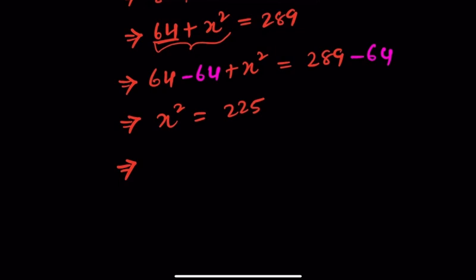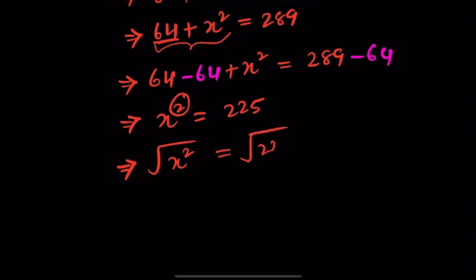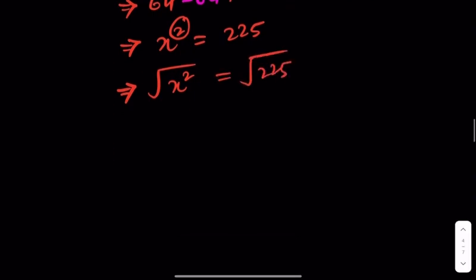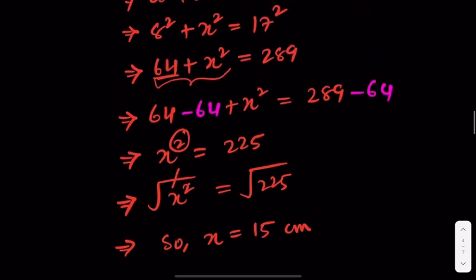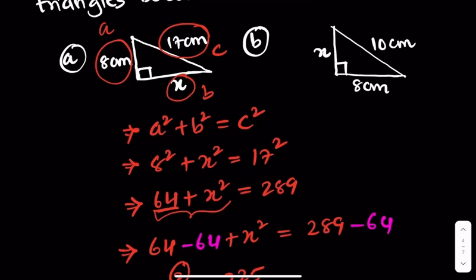Now let's remove this exponent 2 by putting square root on both sides of the equation. So square root of x squared equals square root of 225. Now this exponent 2 and square root get cancelled. So x equals square root of 225, which is 15. So x equals 15 centimeters. So this is 15 centimeters.